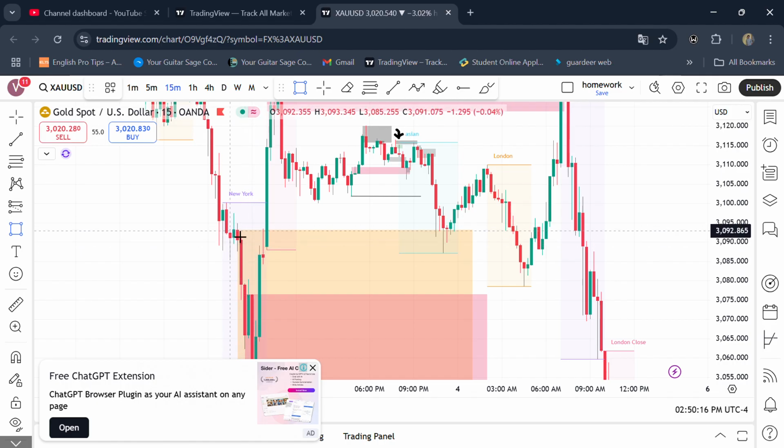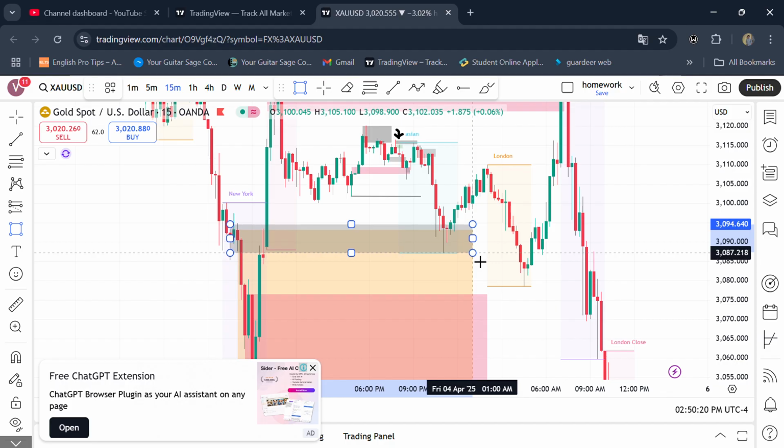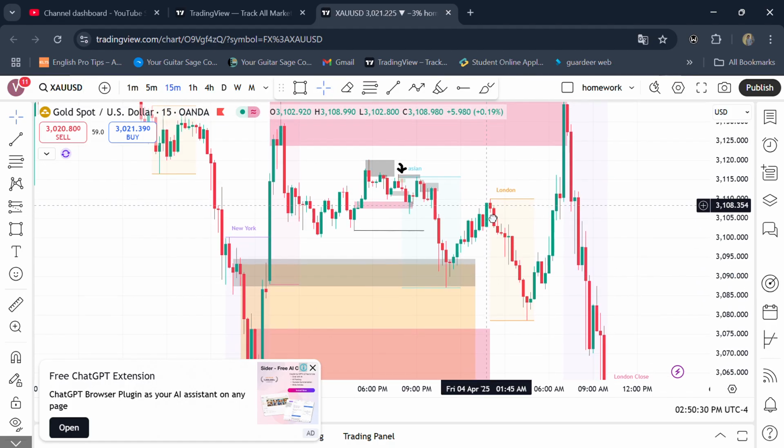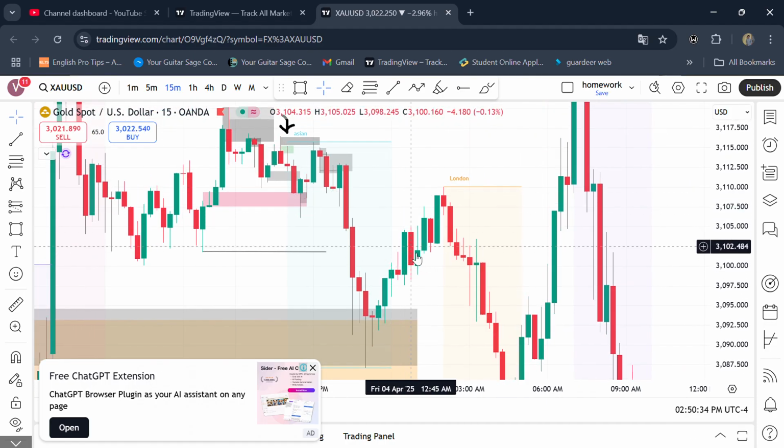Actually, before that, you will find this mitigation block on 15-minute, and this mitigation block is the one that got respected there. Now the price came up again. See, this was the region where we don't trade, and this all got formed just before the London session.